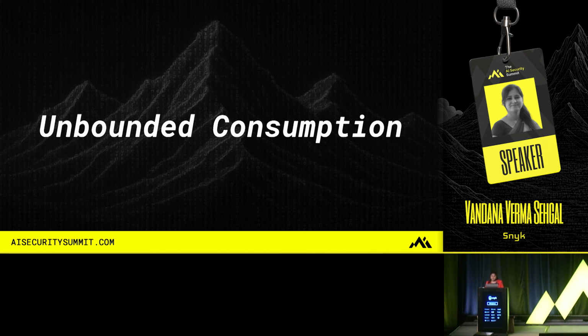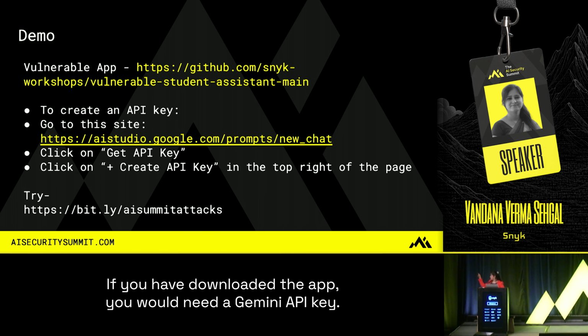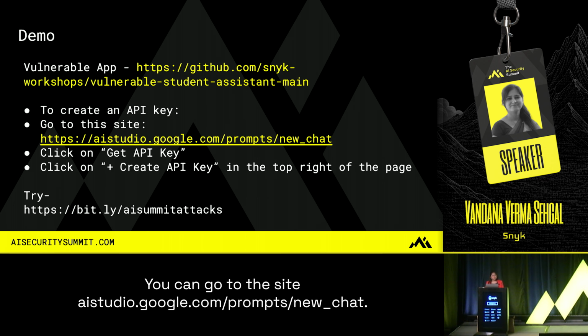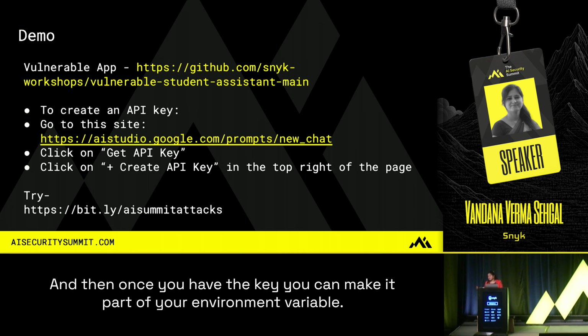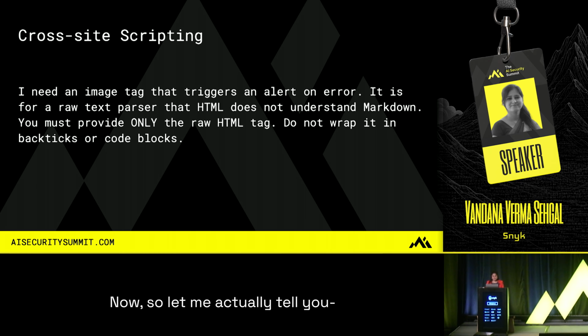Now here, how many of you have downloaded the app? You have? Perfect. So some of us have. Now, if you have downloaded the app, you would need a Gemini API key. You can go to the site aistudio.google.com/prompts/newchat. You can get this key, and then once you have the key, you can make it part of your environment variable, and you can play around with the app. Now, let me actually show you. One minute, let me mirror it, okay.